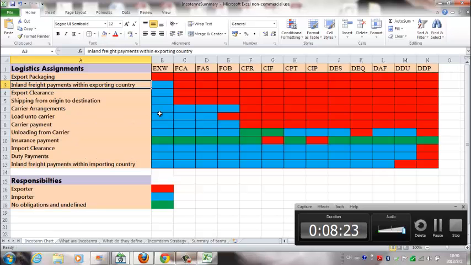So you can see that right here, under the FCA and the FAS, the exporter is responsible for packaging, along with the inland freight payments within its respective country, the clearing of goods for export, and the shipping from origin to destination. And then if we look at the FOB, the exporter also has a responsibility to load the goods onto the carrier before it is shipped out.